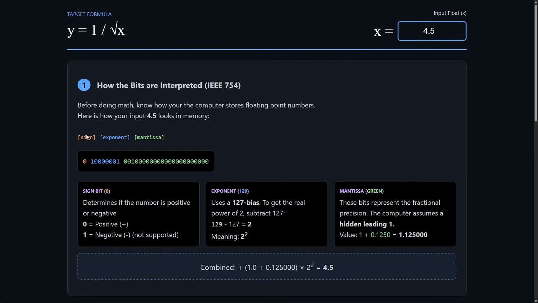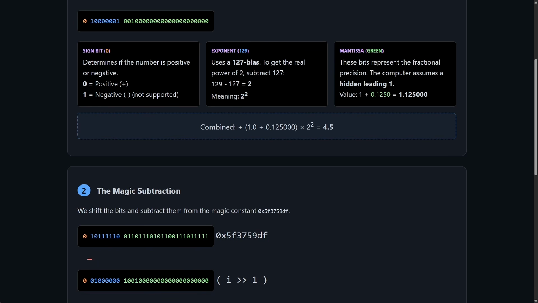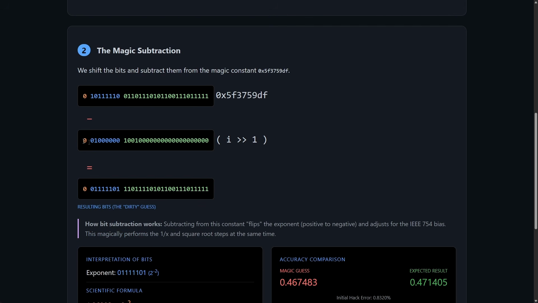If we look at our number 4.5, the number that we got here at the top, and compare it with this one here, this is the bit shift 1 to the right. So each number moves 1 to the right. The last one is being cancelled, and we are inserting a 0 to the very left. This is the bit shift by 1 to the right. And then we get this value. This value represents the best possible guess of what the inverse square root of our original value, 4.5, is.